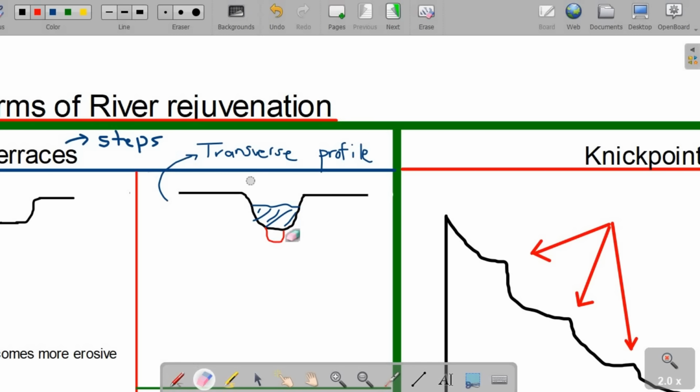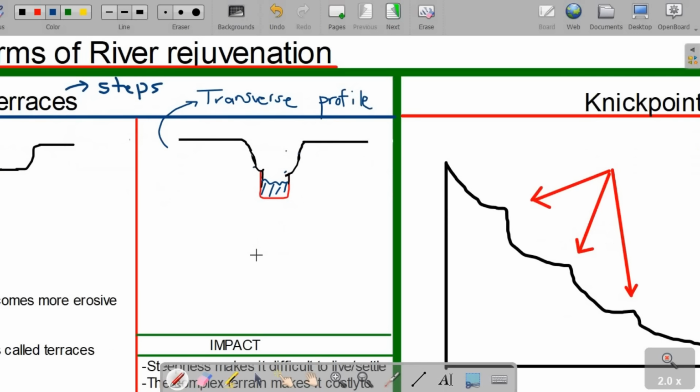It will dig and dig. So it will remove all of this material over here, right? Removing all of that material downwards. Now it's flowing at a much lower height, and then it gets rejuvenated again. If it gets rejuvenated again, it will erode downwards. That means it's going to erode this piece right here downwards, removing all of this material going down like that.